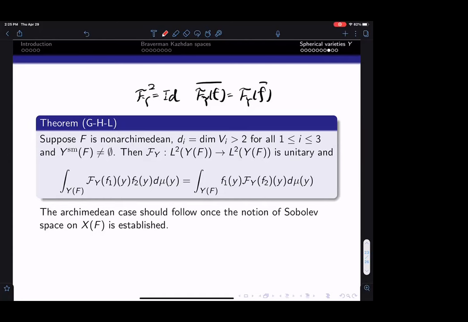And in the Archimedean case, your result is not complete, right? Yes, so in the Archimedean case, we only establish the formula, but to establish the unitarity and the Plancherel formula, the only ingredient that we lack is the notion of sublevel space. And that would be all.